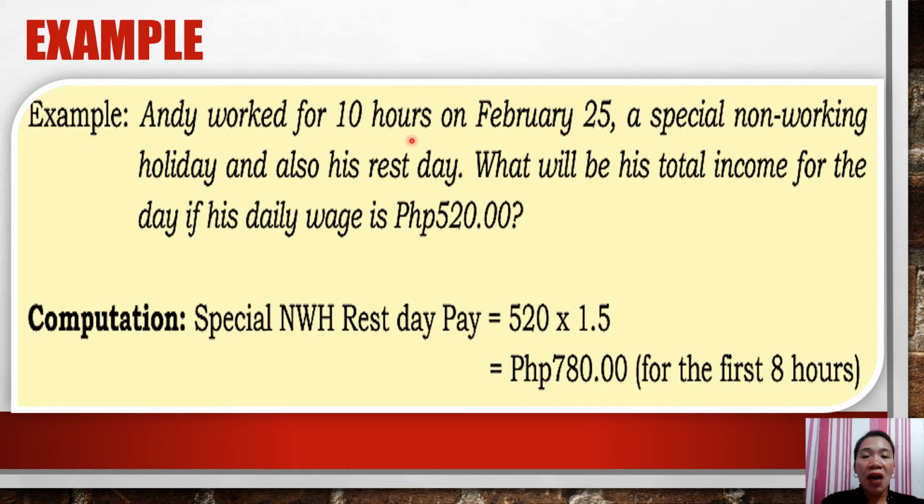Andy worked for 10 hours on February 25, a special non-working holiday, and also his rest day. What will be his total income for the day if his daily wage is 520 pesos? Computation: a special non-working holiday that falls on a rest day is 520 times 1.5. So for Andy's whole 8 hours, instead of 520, he receives 780.